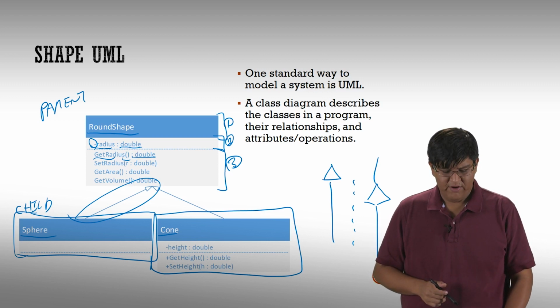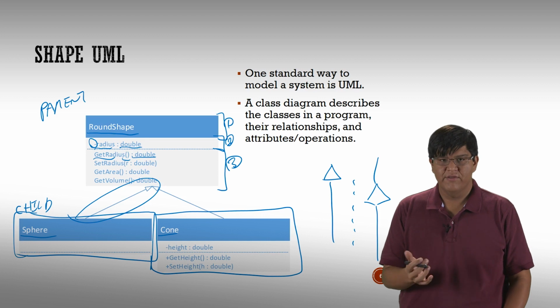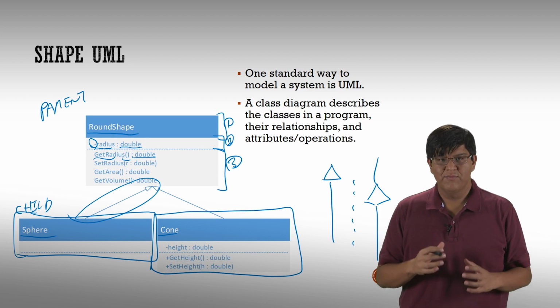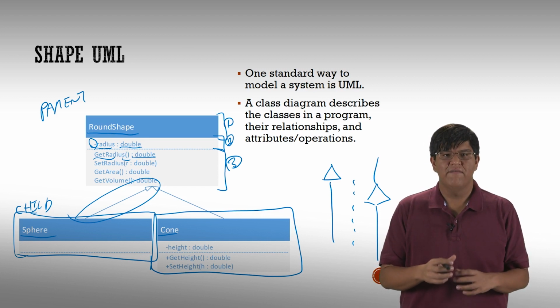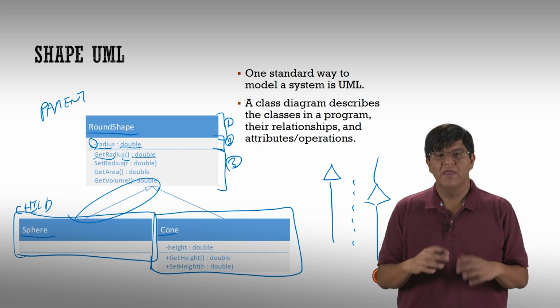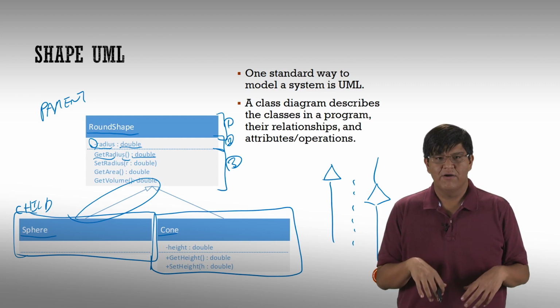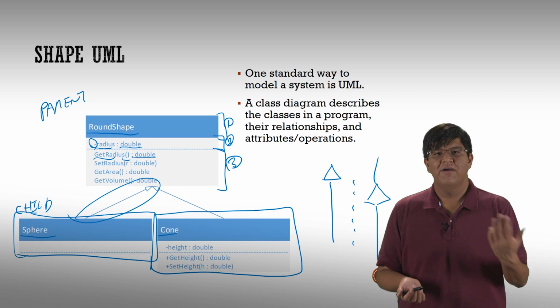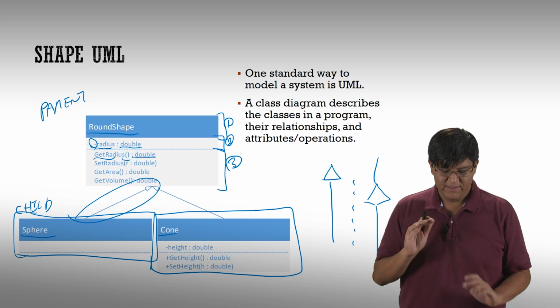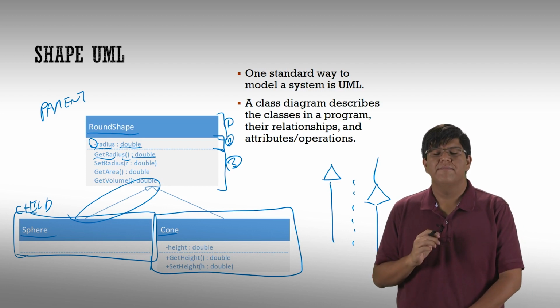So that actually about does it for our diagram. We have our three classes, and there's an inheritance relationship. I have two more specific things from the general idea of a round shape. So a round shape is a parent, a very general idea. I'm moving downwards to a more specific idea, which is a sphere or a cone. All right, so that's about it for our diagram. Let's take a look at the code.